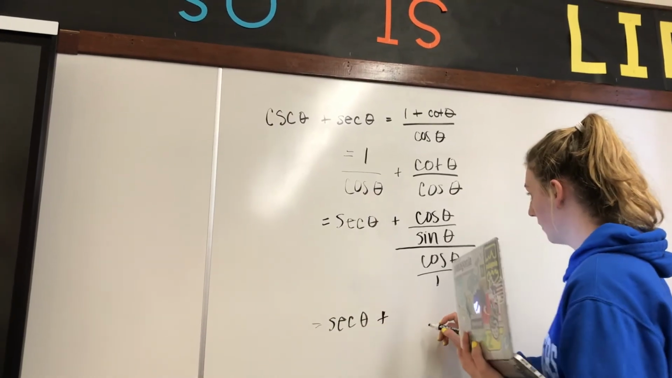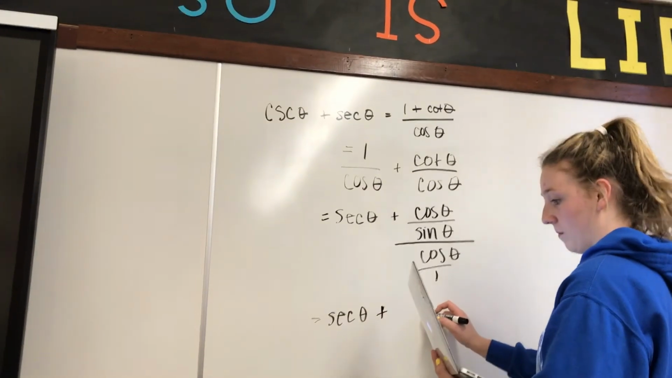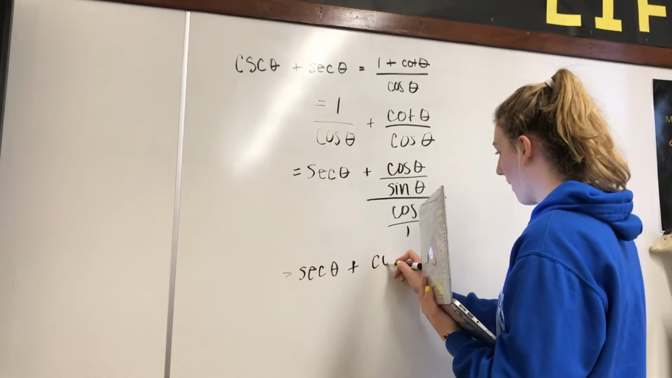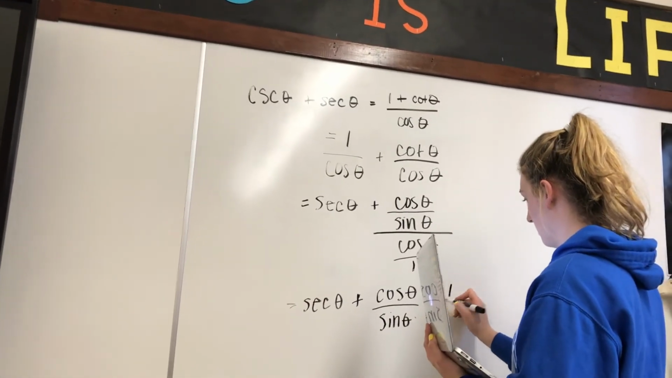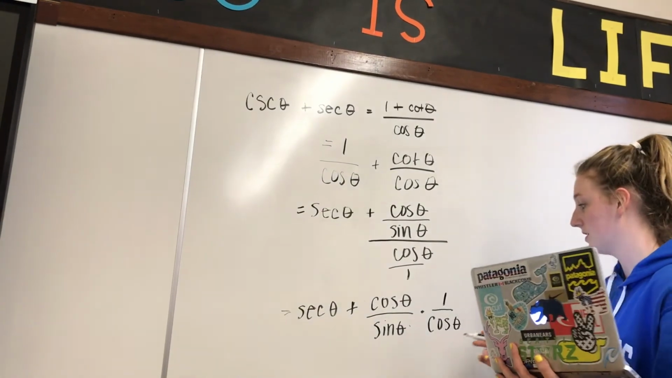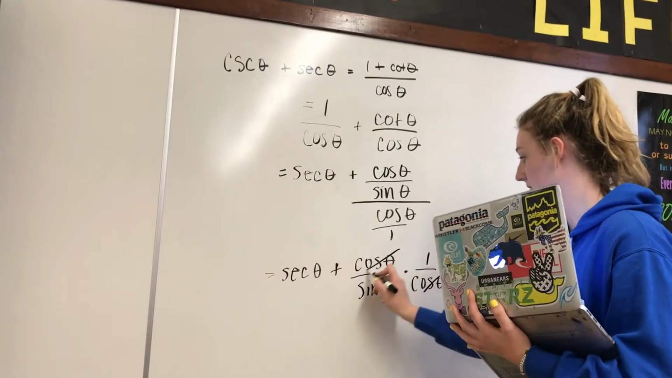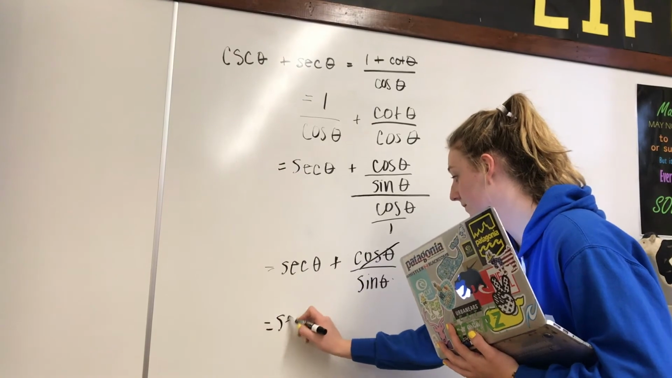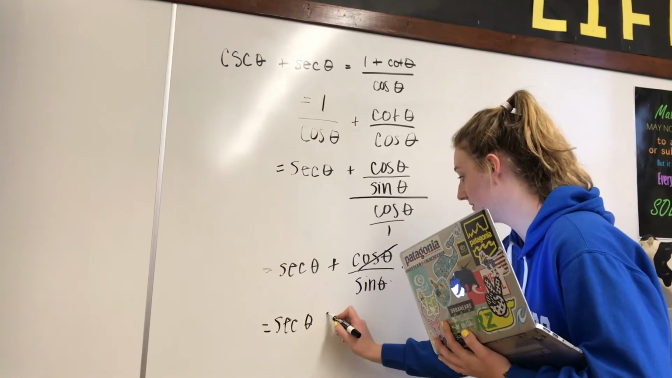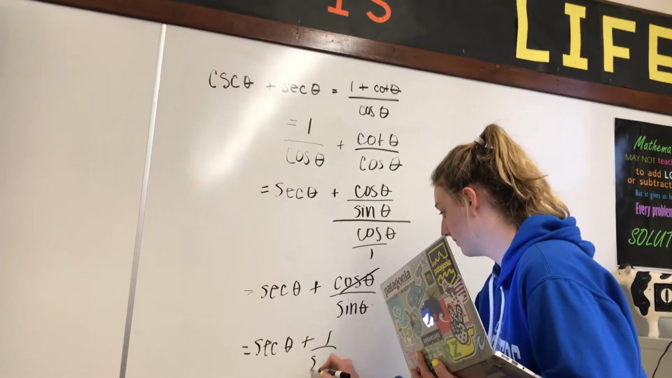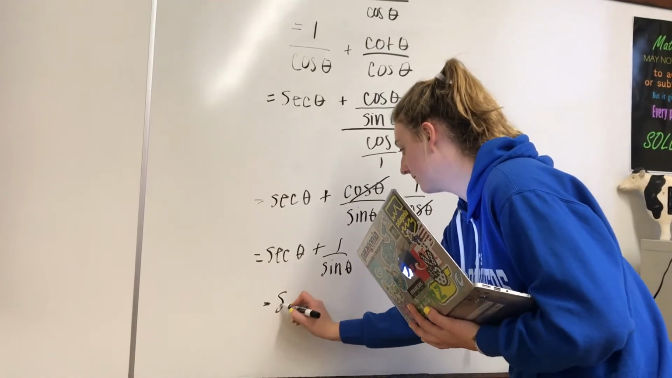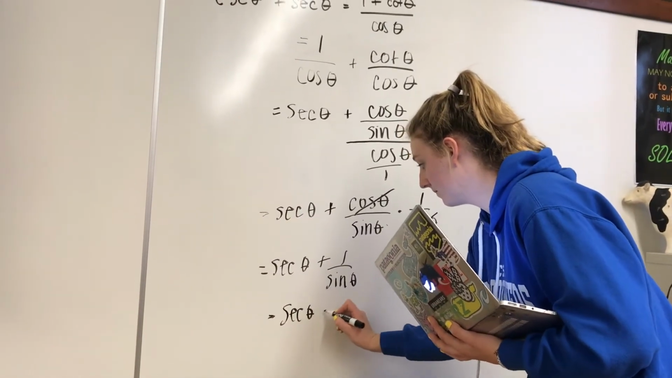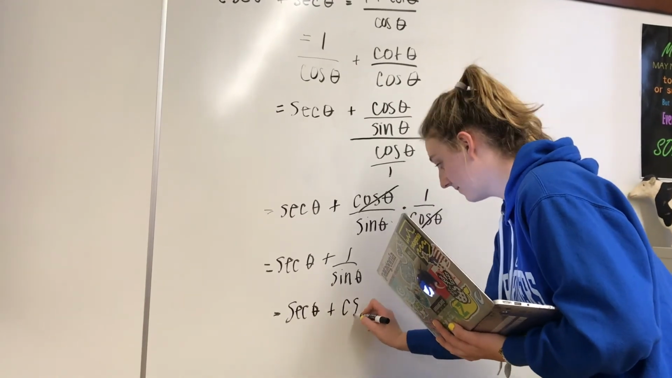When you flip it, the problem will now be secant theta plus cosine theta over sine theta multiplied by 1 over cosine theta. You will then cross out the cosine thetas. You are now left with secant theta plus 1 over sine theta, which can be converted to cosecant theta from your formula sheet. And you are left with your final answer. Secant theta plus cosecant theta equals secant theta plus cosecant theta.